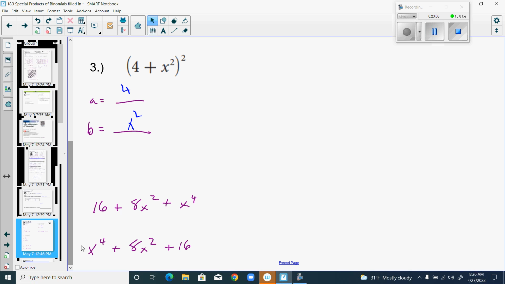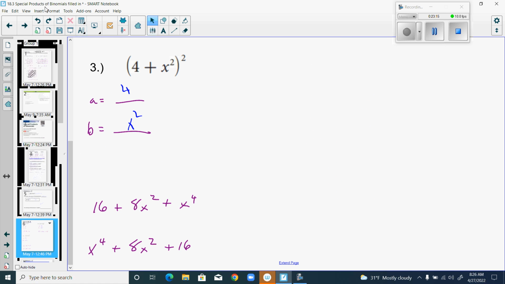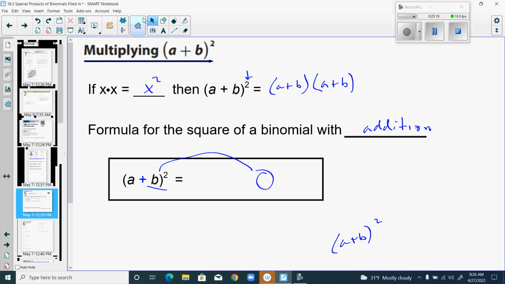Okay, so that is the first pattern. If we have a binomial that is squared, then we can find our answer without doing the box method of multiplication. We take the first term, square it, and get our first answer. Take the 2 terms in the middle, multiply those together, and then multiply by 2. So 2 times A times B. And then the last term is just B squared, whatever that B value is.